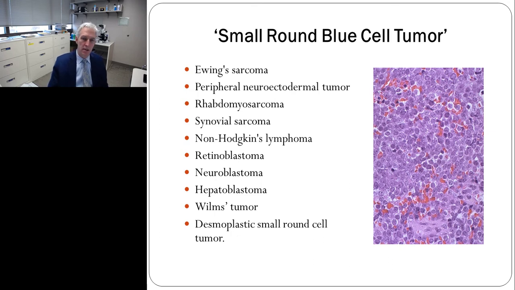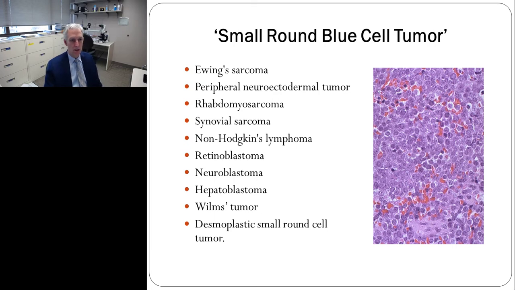Now, the next slide here shows a not uncommon scenario that a pathologist faces. They may be looking down the microscope and seeing something like you see off to the right there, which they would describe as a small, round, blue cell tumor. The problem they have is that this could be any one of a number of different types of tumors that are listed off to the left. It could be a Ewing sarcoma, it could be a peripheral neuroectodermal tumor, it could be a rhabdomyosarcoma, and the list goes on.